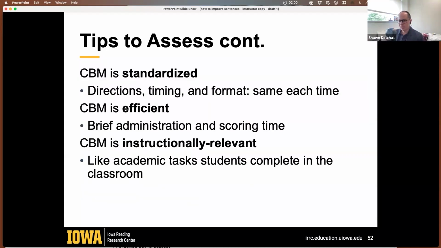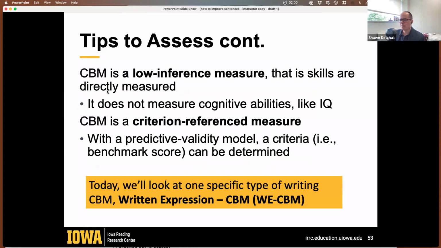The wonderful thing about CBMs is that they're standardized. There are standard directions, standard time, standard format. It's efficient, just a couple of minutes, and it's instructionally relevant. The scores students show you on these tasks, you can then use to target different skills for instruction. It's low inference, criterion referenced. We aren't measuring things like IQ. This isn't meant to give you a score on students' age equivalents or anything like that. It's just meant to look at, given these scores, what can we predict about their later writing performance?